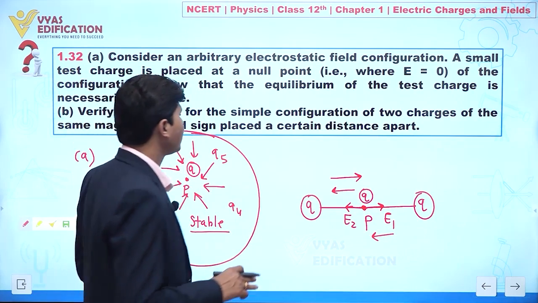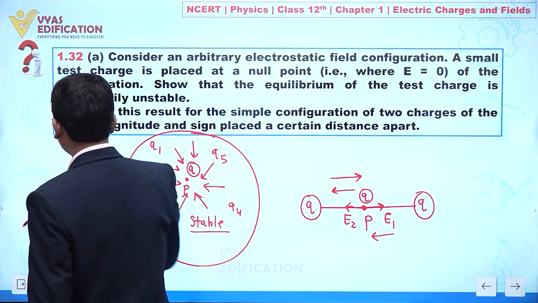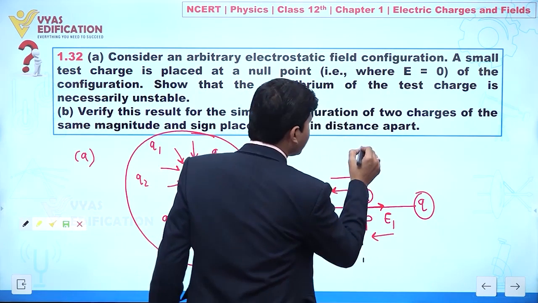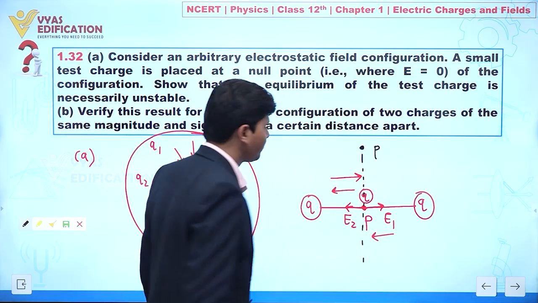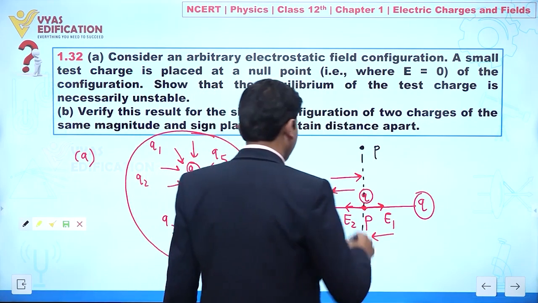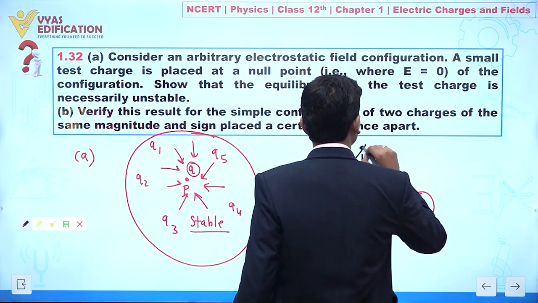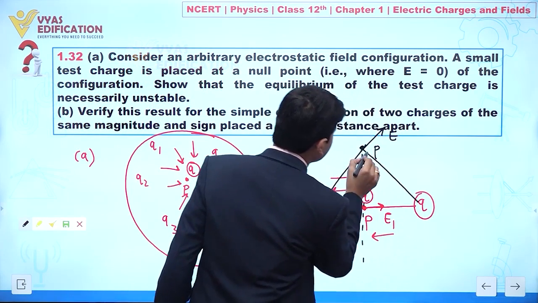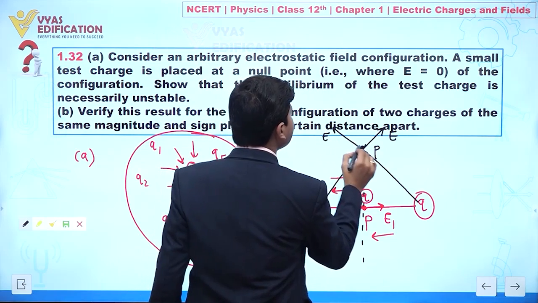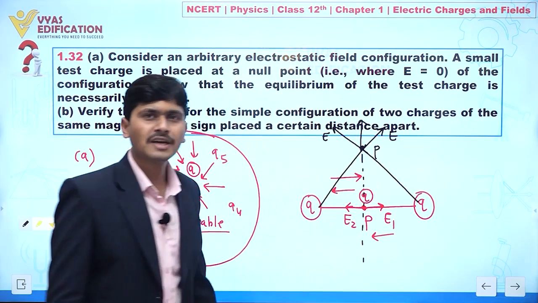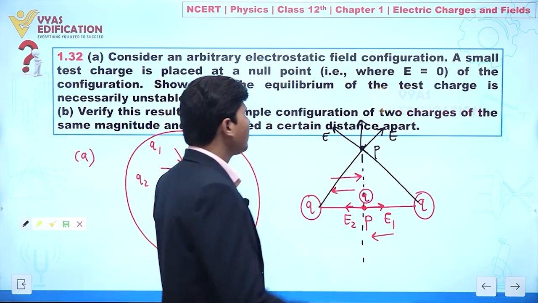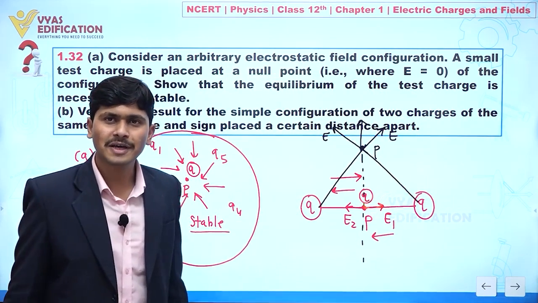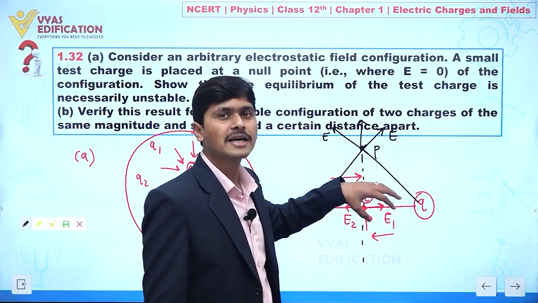But what will happen in the perpendicular direction? Let's suppose we take a point P at this point. Listen carefully. At this point P, the electric field will act in an outward direction. Here the electric field is also acting in an outward direction. So we will find the net electric field in the vertical upward direction. Clear? It means if we displace a charge by a small amount, it will go away from point P and will never come back to point P.